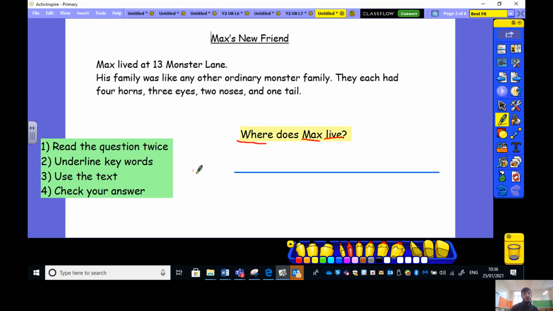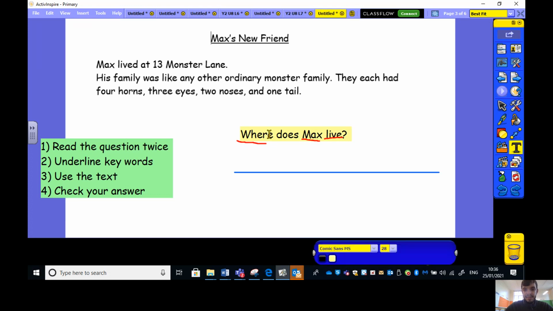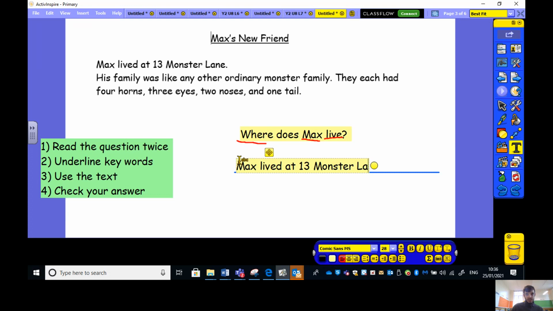Max lived at 13 Monster Lane. Where does Max live? Max lived at 13 Monster Lane. That's it. 13 Monster Lane. So where does Max live? Max lived at 13 Monster Lane. Capital letters because Monster Lane is a proper noun. And I've used the text to find the answer.